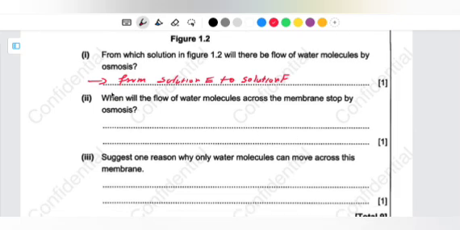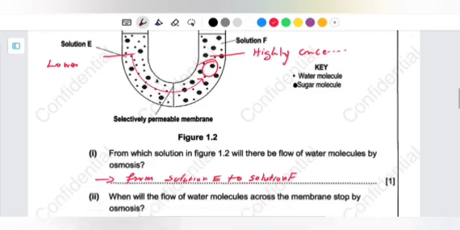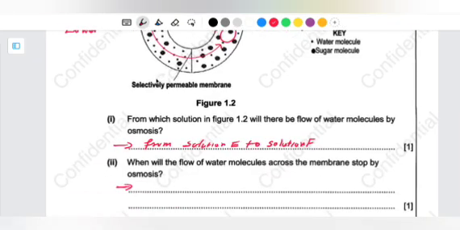Then for this one here, it is saying when will the flow of water molecules across the membrane stop by osmosis. So when the equilibrium is attained, whereby the concentration on this side here is equal to the concentration on the other side. Okay, that's when the water molecules will stop moving by osmosis. So we can just say at equilibrium, because we know that at equilibrium there will be no net movement of molecules. So at equilibrium.